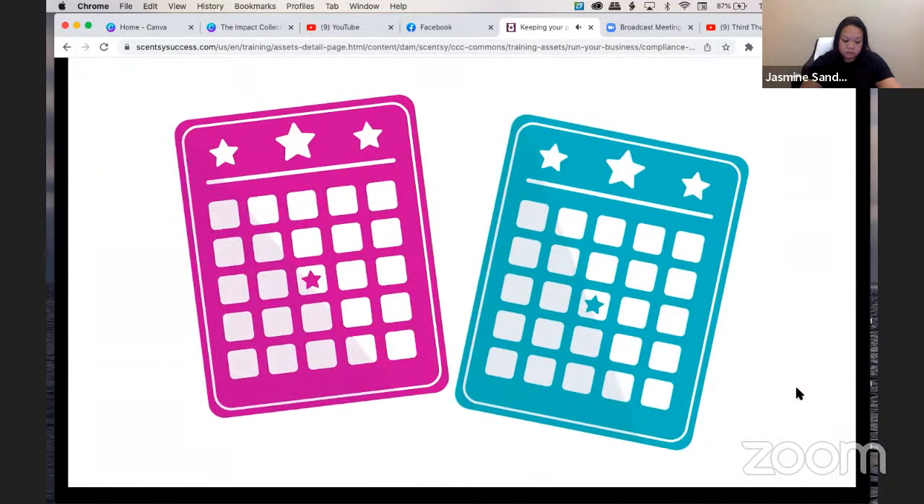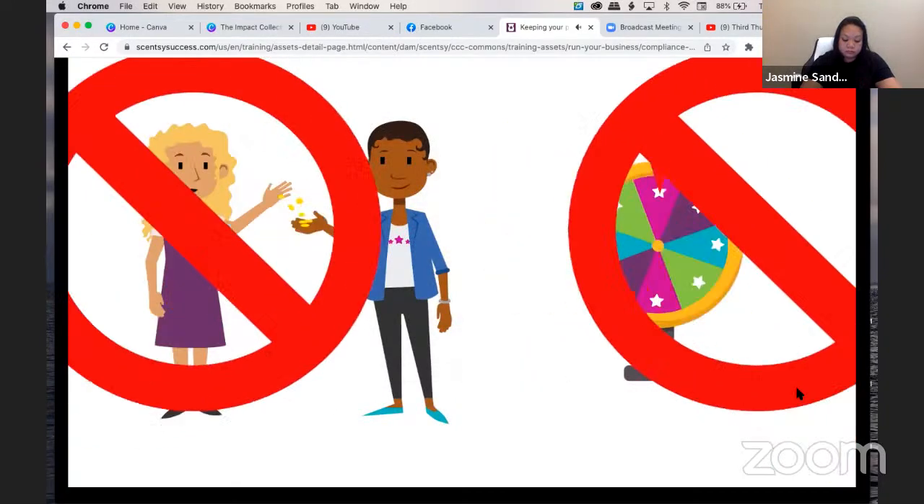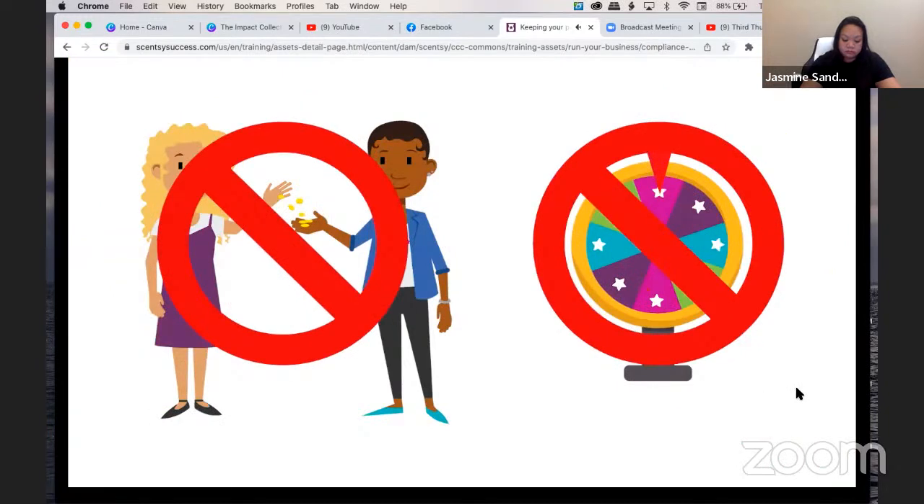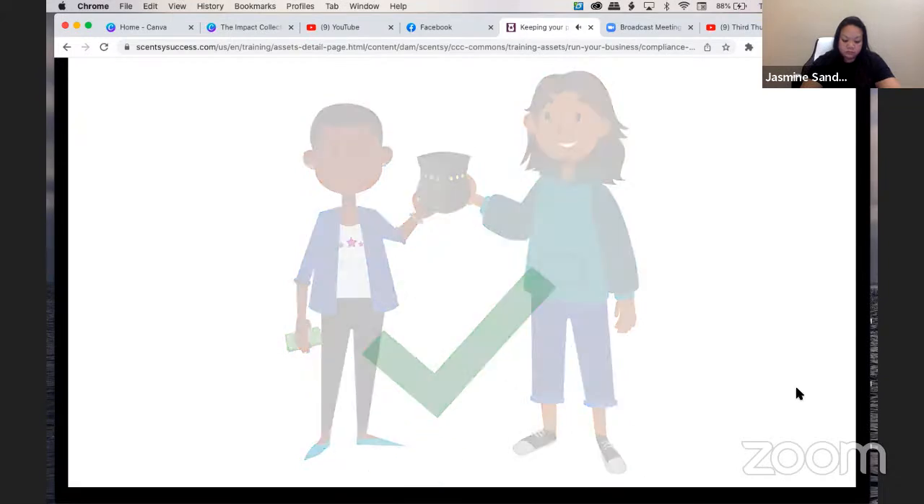You could also create custom bingo cards that require specific tasks for each square. Everyone who gets a bingo for completing their tasks can win a prize. In this case, winning is not based on chance or random selection, but it's earned, and that's okay. Also, keep in mind that you cannot charge your customers to play or participate in any type of game, even if everyone participating will win a prize or receive product in return. You should only collect payment from Scentsy customers for the purchase of Scentsy products.